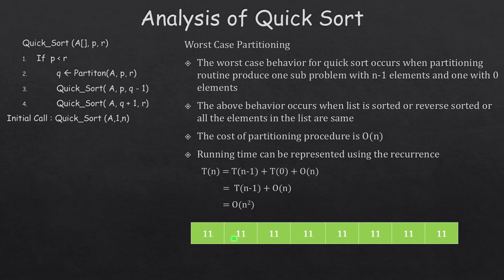One more case is there. When all the elements are the same, what happens? This 11 will be chosen as pivot. If you notice the algorithm of the partition procedure, this 11 will be placed in the first position after applying the partition procedure. So there also the left piece will contain 0 elements and the right piece will contain n minus 1 elements. The same recurrence relation is applicable, so the complexity is O of n square.